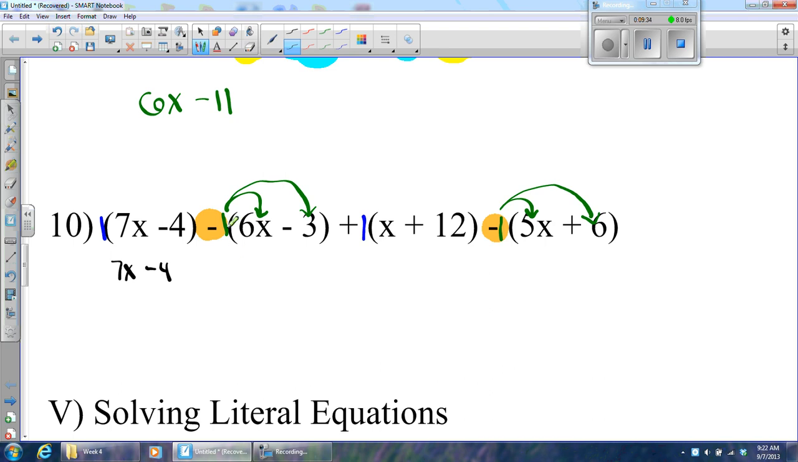And I come to this quantity, time to distribute. -1 times 6x will be -6x. -1 times -3 will be +3. This quantity here will be x plus 12. And then with the last quantity, it's time to distribute. I will do -1 times 5x and -1 times 6. All right, now I can go ahead and start grouping. I'm going to highlight my x's in yellow, making sure to grab signs. Gotta grab the signs.